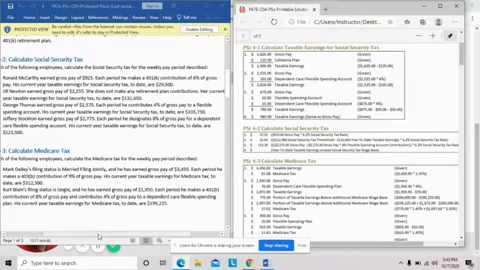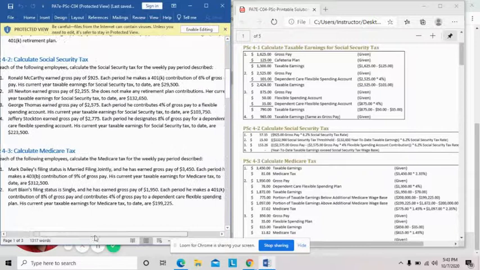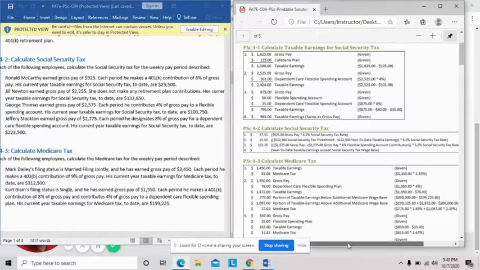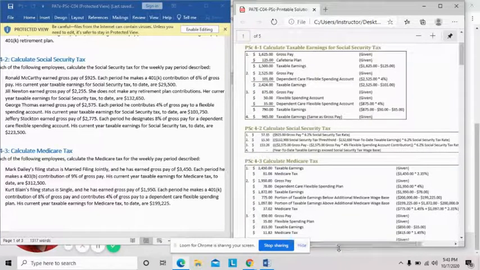In number 3, George Thomas earned a gross pay of $25.75. Each period he contributes 4% to a flexible spending account. His current year taxable earnings for Social Security tax to date are $103,750. So in this case, I'll take the $25.75 gross pay, subtract the gross pay times the 4% flexible spending account contribution that's given here, and you multiply that by 6.2% to get the Social Security tax.